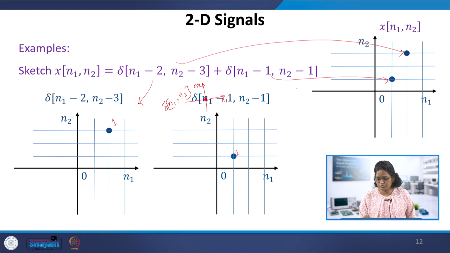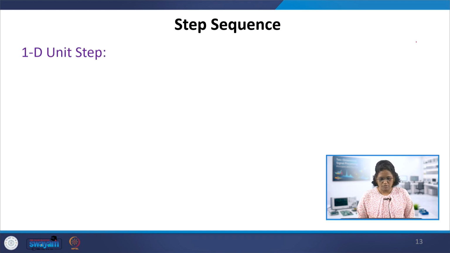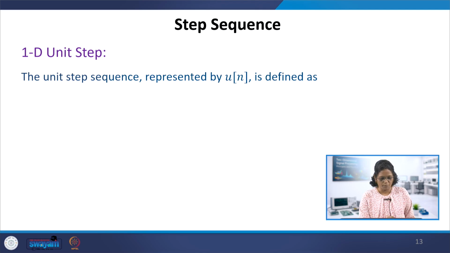So these two added together give x of n1 comma n2. It's just a plotting of the sequence. Now we move on to the step sequence after learning the impulse sequence. The 1D unit step, we already know what the unit step sequence is: u of n is equal to 1 for n greater than or equal to 0.